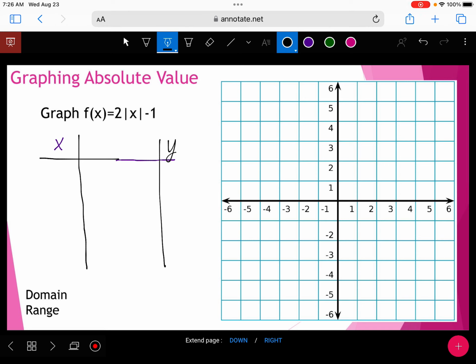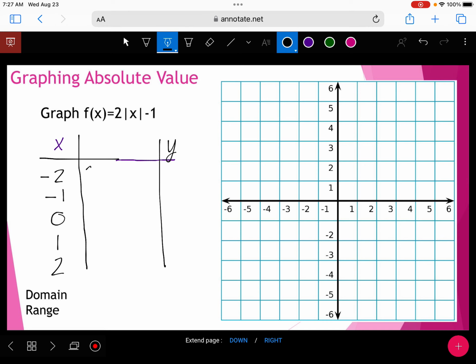All right, so we're just picking x values to find y's. We can always start with that middle 5. Our middle 5 being -2, -1, 0, 1, and 2. Then what we're going to do is we're going to evaluate our absolute value.